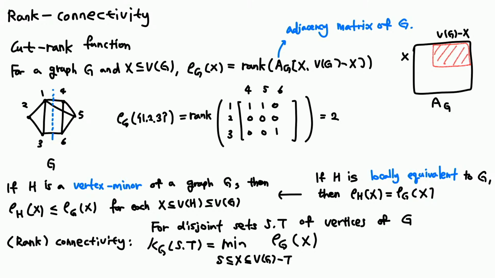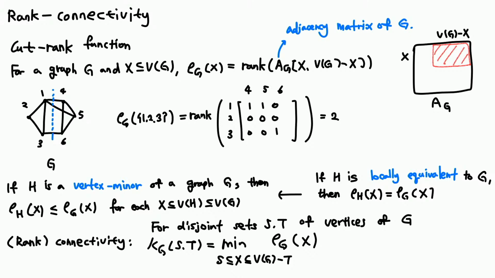So here is an example. Let G be a graph which looks like this, and we want to find the cut-rank of {1, 2, 3}. What we have to do is find this matrix, which describes the cut between {1, 2, 3} and {4, 5, 6}. This matrix looks like this. The rank is 2, and therefore the cut-rank of {1, 2, 3} is 2.